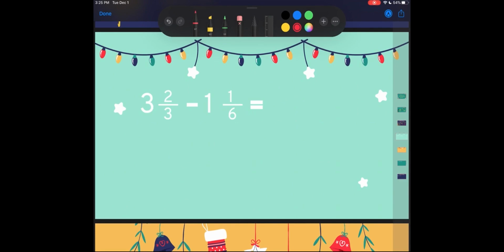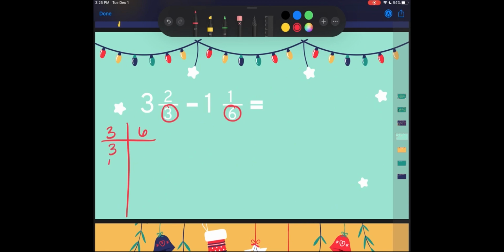We've got 3 2/3 minus 1 1/6. It's the same thing as before. I cannot do anything with those fractions until they have a common denominator and they have their new equivalent fractions, right? So let's find them. We're going to skip count by 3 and 6 to find the least common denominator for those fractions.